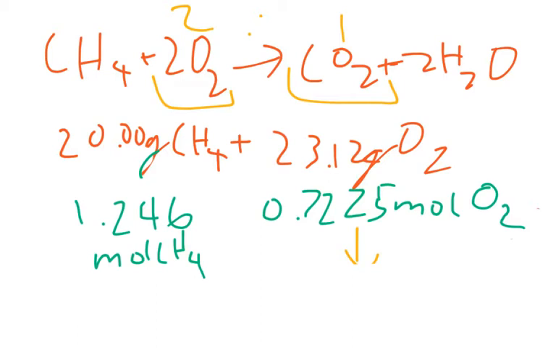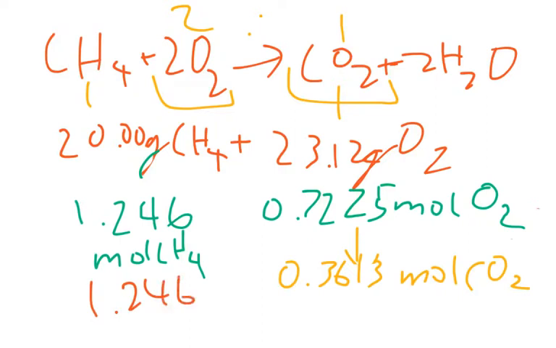And we get that we produce 0.3613 moles of carbon dioxide. So let's see how many moles of carbon dioxide can be produced from methane. So it's a 1-to-1 ratio for methane to carbon dioxide. So if we consume 1.246 moles of methane, then we will produce 1.246 moles of carbon dioxide.